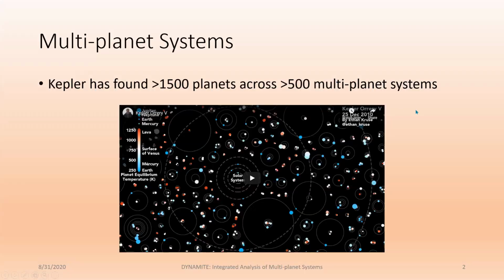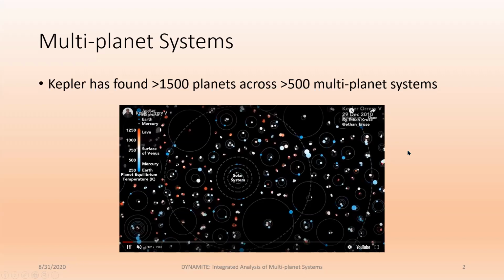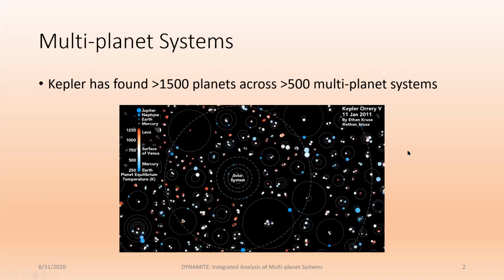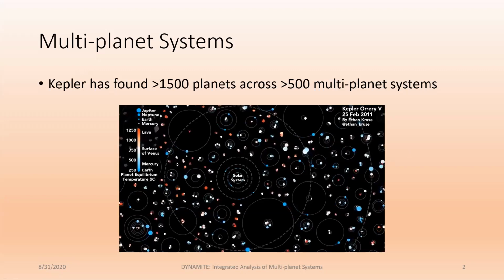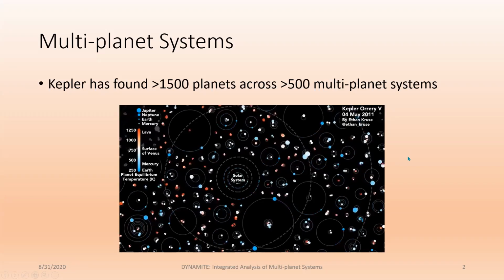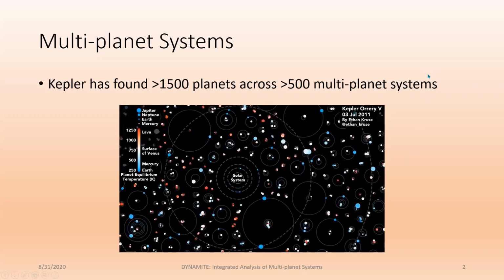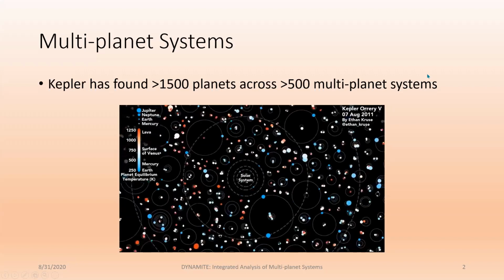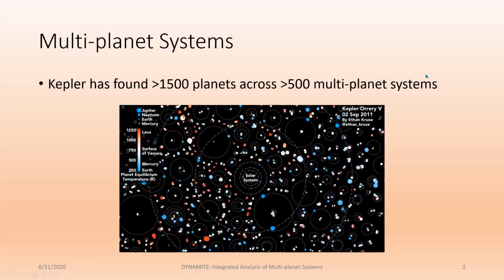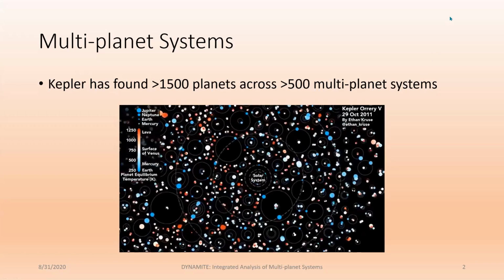I'd like to start by showing just how many multi-planet systems Kepler found in both its primary survey and its extended K2 mission. In just multi-planet systems alone, Kepler discovered at least 1,500 exoplanets across more than 500 such systems. And the known orbital architectures and planet natures are shown here in this recent Kepler orrery video from the retirement of Kepler in 2018.